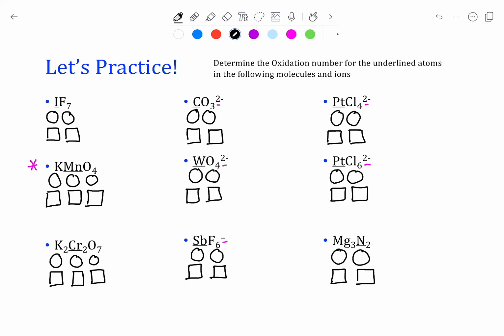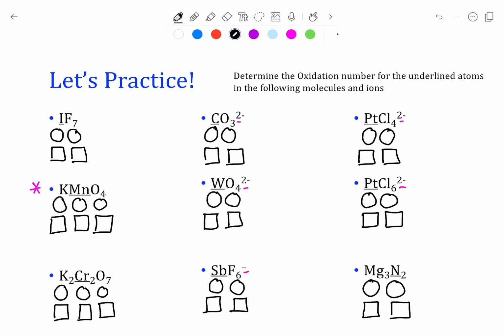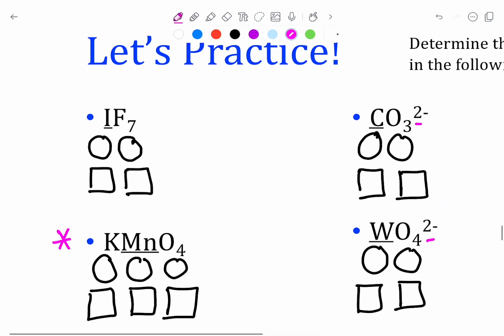For our first example, IF7, we're going to follow our fluorine rule. Fluorine will always have an oxidation number of -1. There are 7 of them, so its overall contribution is -7. Since this has a charge overall of 0, iodine must have an oxidation contribution of +7. Therefore, because there's only one iodine, its individual oxidation number is +7. So the oxidation number of iodine is +7.